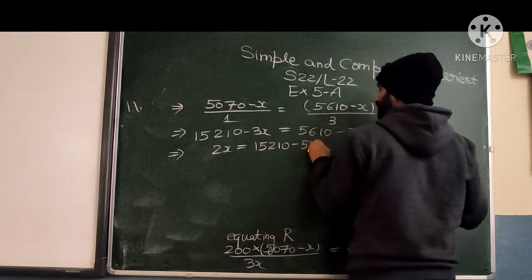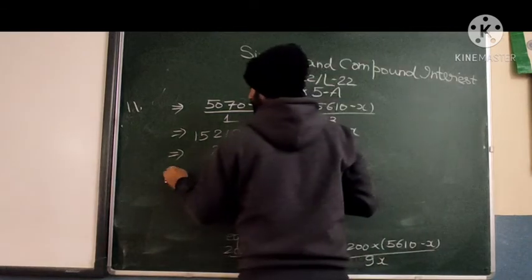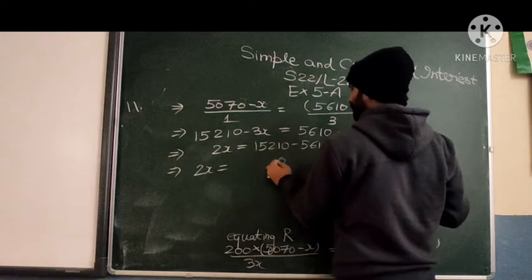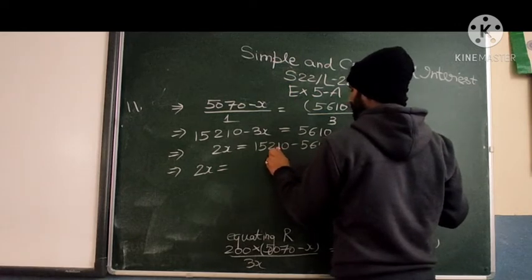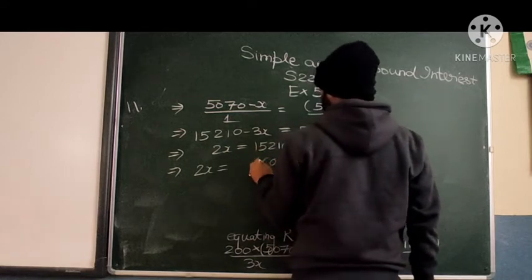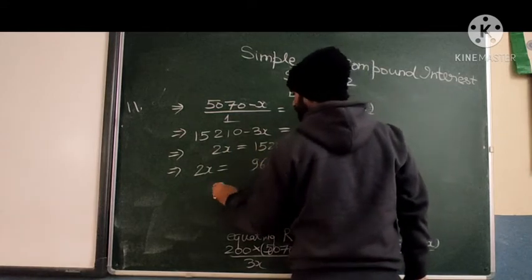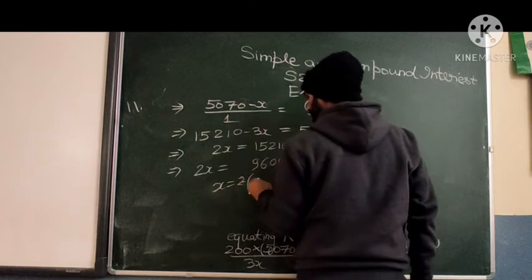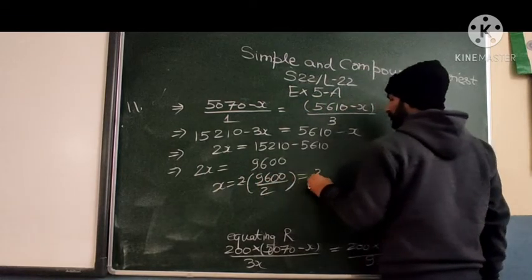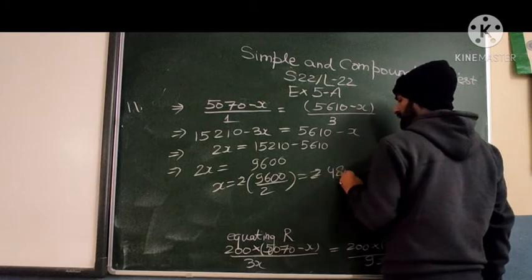now 15210 minus 5610. This implies that 2x equal to 0 minus 0 is 0, 1 minus 1 is 0, 12 minus 6 is 6, and 15 minus 6 is 9. So 2x equals 9600, so x equal to rupees 9600 by 2, that means rupees 4800.